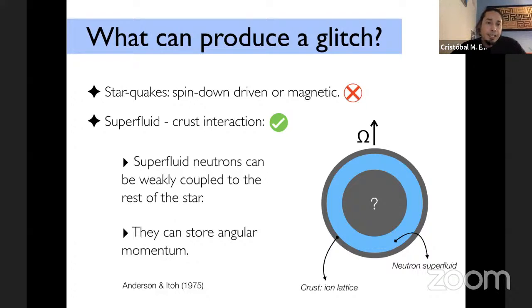So what we like, or the most popular model at the moment, is some sort of superfluid-crust interaction. Essentially, the idea is that the superfluid neutrons that are under the crust are weakly coupled to the rotation of the star, and they can store angular momentum. That's the most essential idea, and this angular momentum can be shared sometimes with the crust.